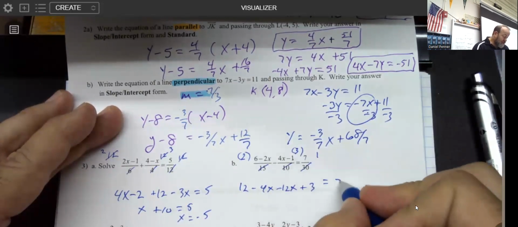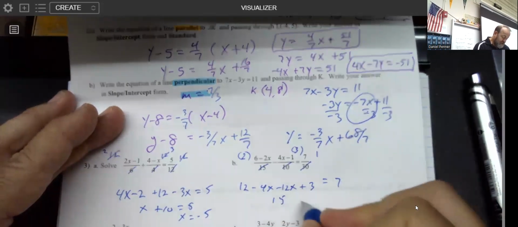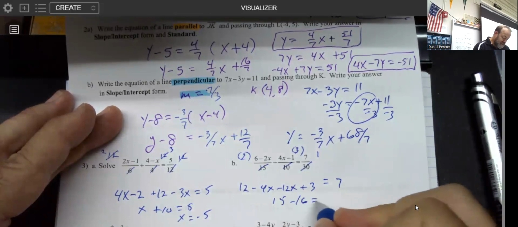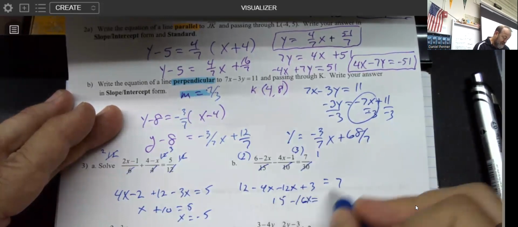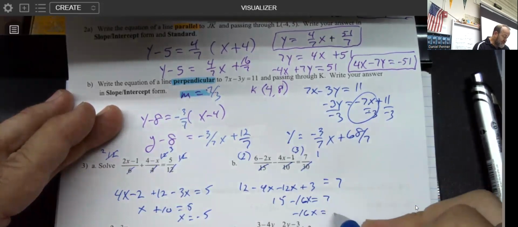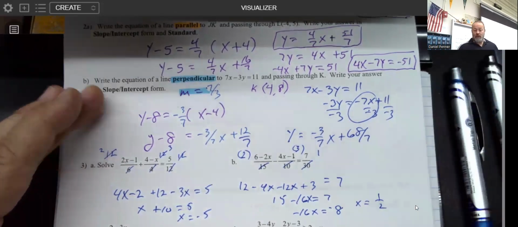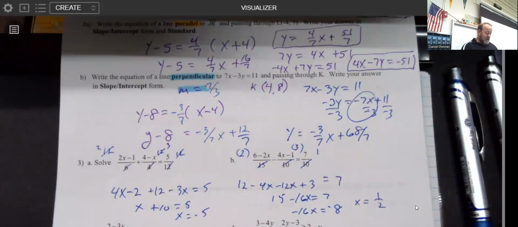And there we go. So after we put all this together and combine like terms, we've got 15, negative 16x, and 7. And I move everything across and I got negative 8, and so some simple little answer of 1/2. So a pretty easy little answer.